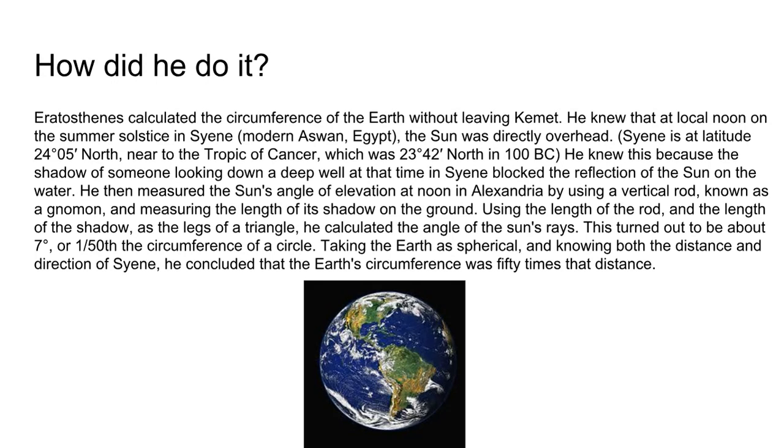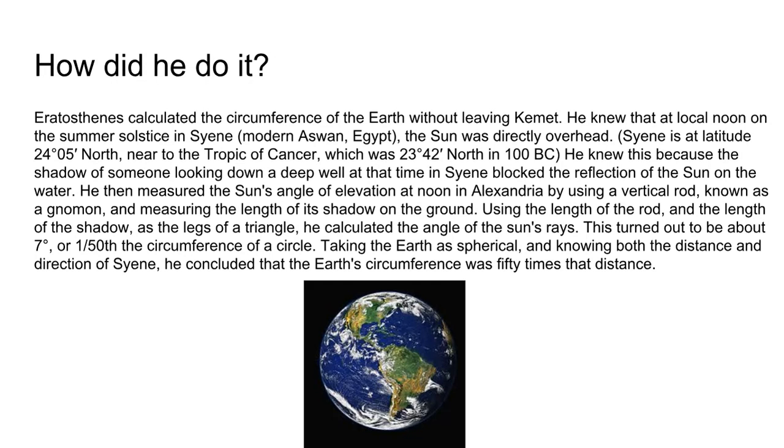How did he do it? Well, Eratosthenes calculated the circumference of the Earth without leaving Kemet, also known as Egypt. He knew that at local noon on the summer solstice in Cian, modern Aswan, Egypt, the sun was directly overhead. Cian is at latitude 24.05 degrees north, near to the Tropic of Cancer, which was 23.42 degrees north in 100 BC.